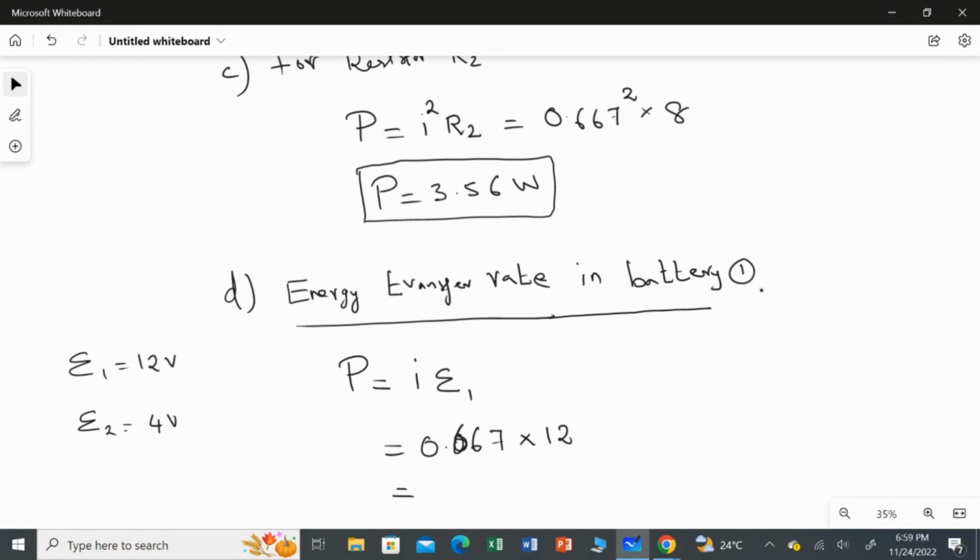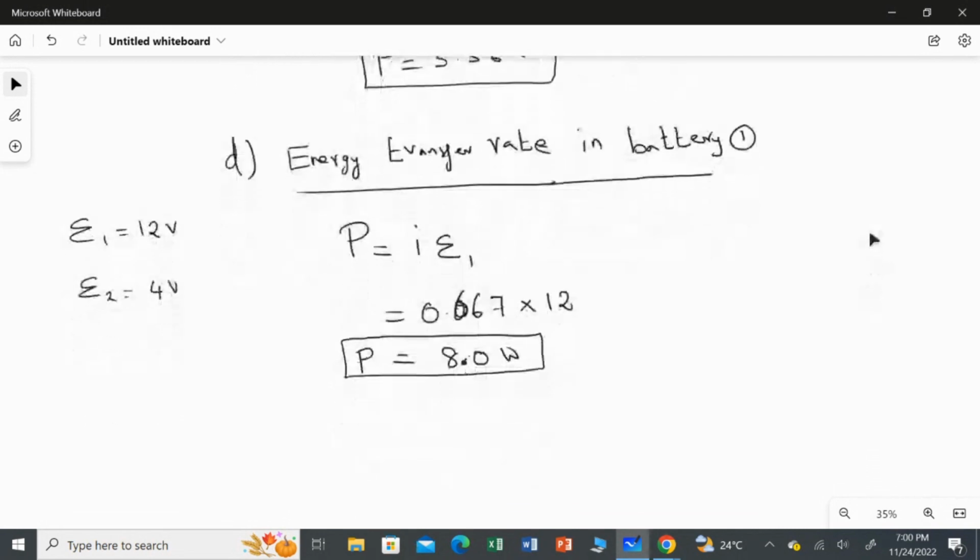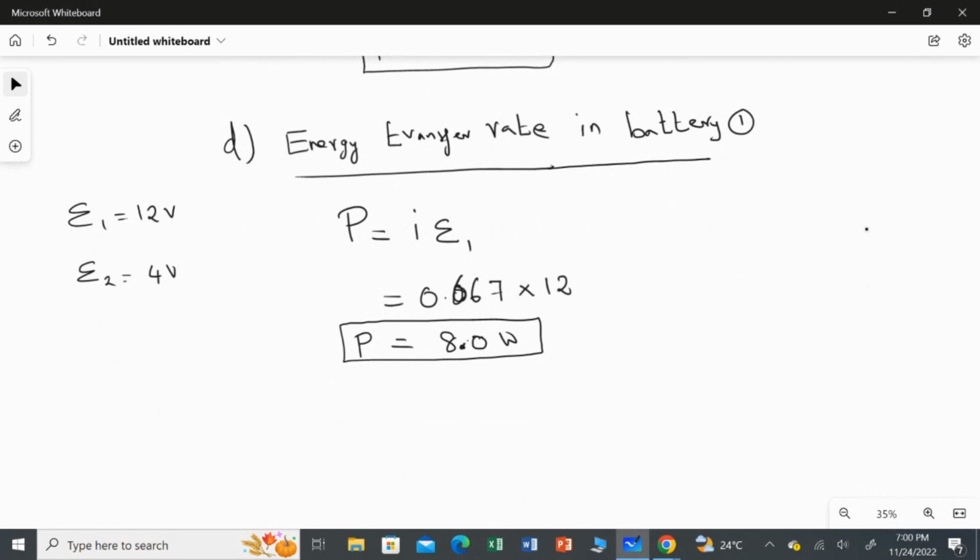What's the answer? I got 8.0 watt, right? It is not 80, it is 8.0. So this is the answer for the energy transfer rate in battery 1. Likewise, you have to find the energy transfer rate in battery 2. That means it's our fifth question, right?